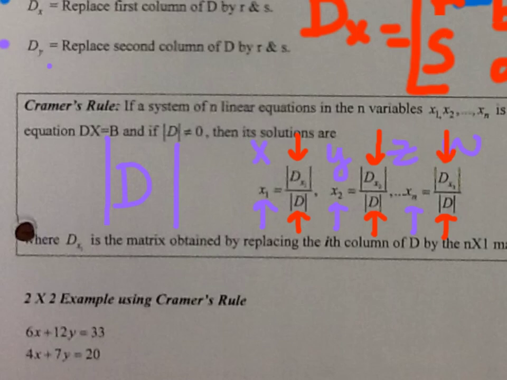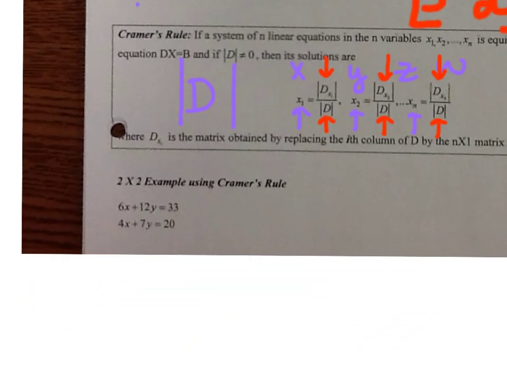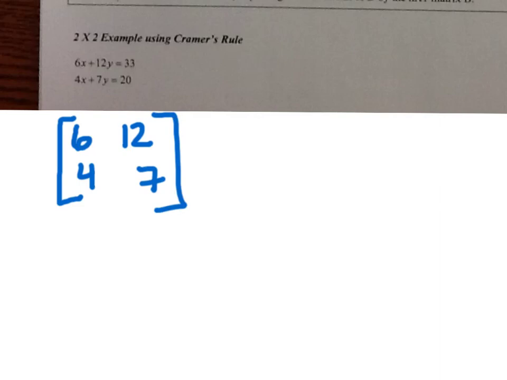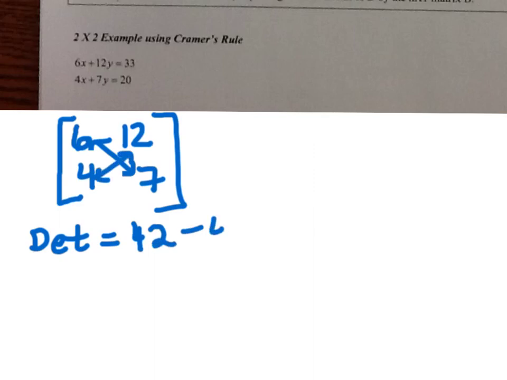All right, now I know, a little bit much, but let's do an example. Let's just jump right in and see how we're going to do this. So an example using Cramer's rule. Here we go. First step, we've got to at least set up our coefficient matrix. So let's write that all together. It's going to be 6, 12, 4, 7. There's our coefficient matrix. And if we want to find the determinant of it, then we're going to go, all right, these guys times each other, so 42, minus these guys times each other, 48.